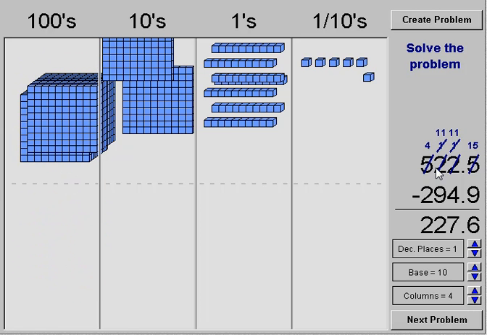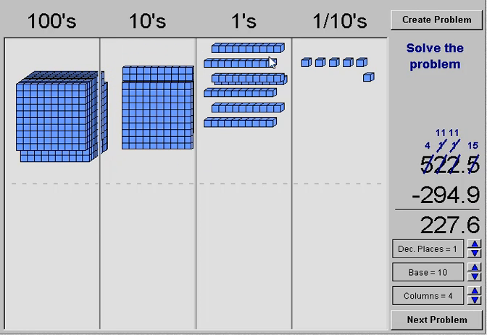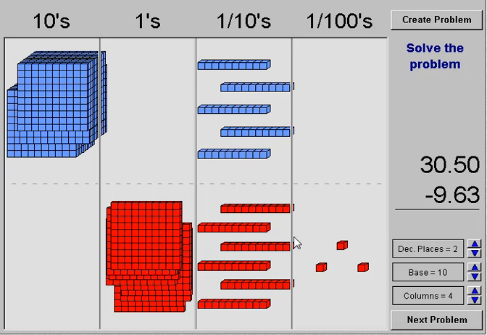So if we take a look at 522 and 5/10 minus 294 and 9/10, that leaves us with 2 groups of 100, 2 groups of 10, 7 ones, and 6/10, or 227 and 6/10. Okay, now this problem has two place values to the right. So we have 30 and 5/10, or 30 and 50/100, and we're going to subtract from that 9 and 63/100.